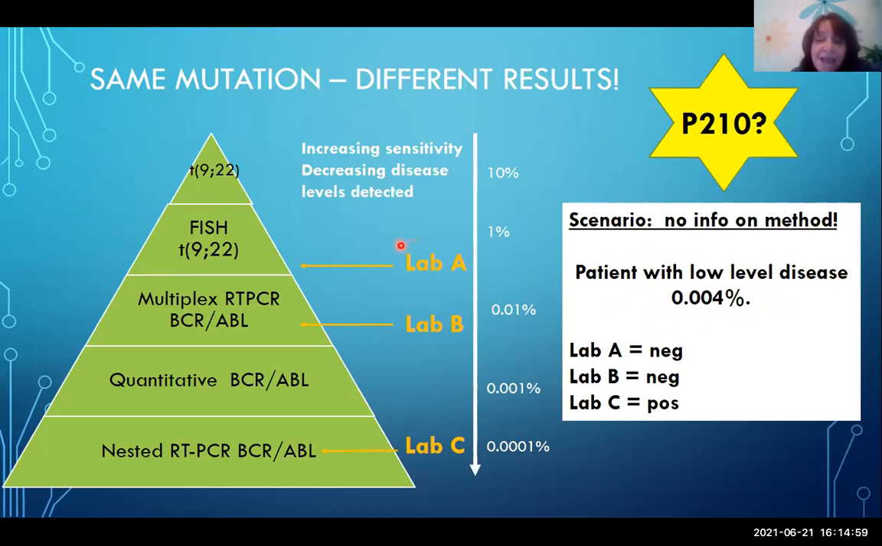If you send it to lab A, where they do a FISH, they're not going to detect it. The sensitivity is not enough. Lab B, who use a multiplex reverse transcription PCR, that has a sensitivity of 0.01. That's also going to come back negative. But if you send it to lab C, where they use a nested reverse transcription PCR, you're going to get a positive result. So it's really important that on the report you know what the sensitivity was. And if you don't get that on the report, ask. That is really important to be able to interpret these results.